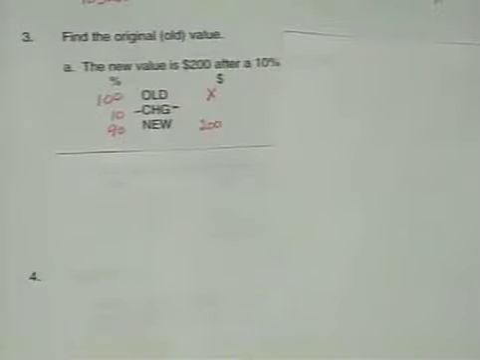Does everyone see how this problem differs when you read it and differs in the setup? I was given new. I'm going to calculate old. The proportion is going to be 90 over 100 is equal to X over 200. I'm looking for old.